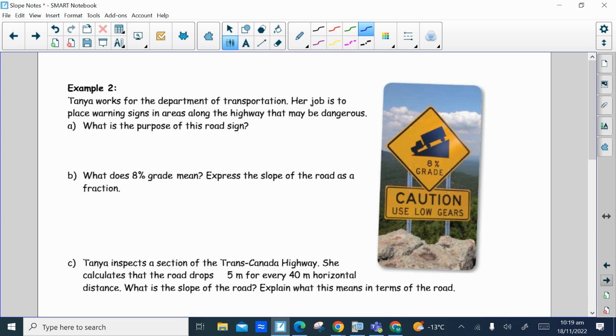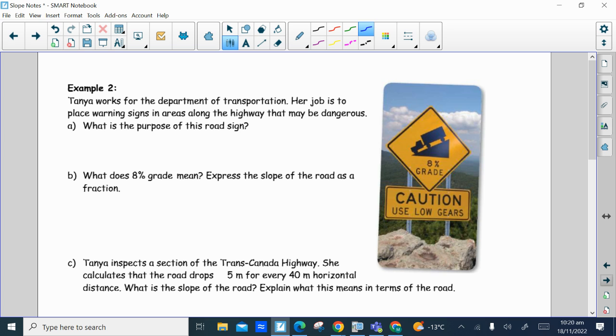Example 2. Tanya works for the Department of Transportation. Her job is to place warning signs in areas along the highway that may be dangerous. So basically, it's a warning to tell vehicles that the hill is steep. This is especially important for truckers, guys that drive big trucks. If they're coming up to a steep hill, they'll often pull over. There'll be a spot for them to pull over, and they check to make sure their brakes are working properly. In the wintertime, they may put chains on their tires to give them traction to go up the hill or to go down and being able to brake if they need to.